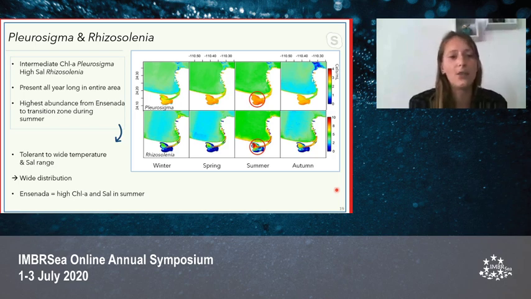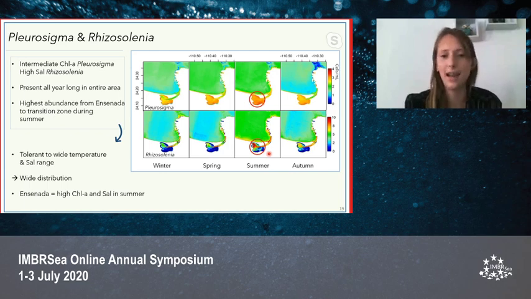So both genera are tolerant to a wide temperature and salinity range, which explains the wide distribution in our study area. But the highest abundance in the Ensenada during summer is due to the fact that in this area the chlorophyll is high, as well as the salinity.